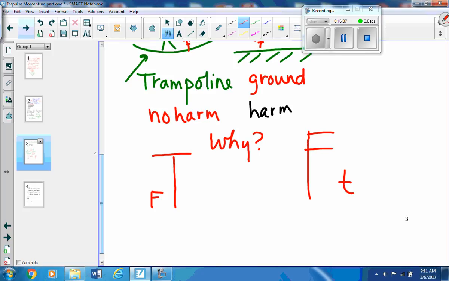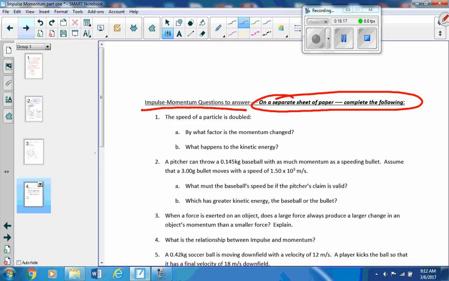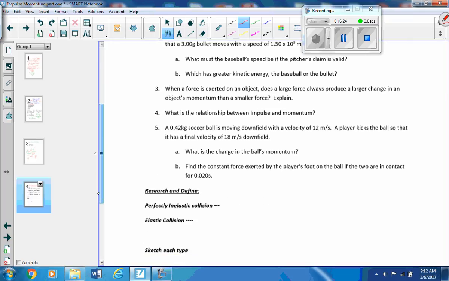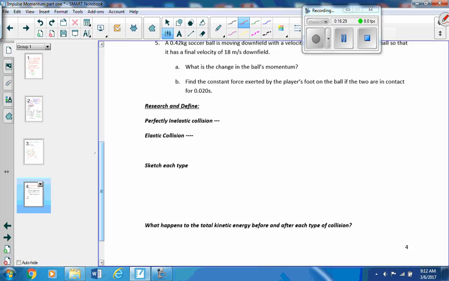Okay, well, you're not quite done for the day. Okay, once again, on a separate sheet of paper, you can call these impulse momentum questions to answer. So this is your second assignment for today, and this is all I'm giving you today. Okay, now today is Monday, so before Wednesday's class, you need to complete this. And I'm not picking up this packet, so I want you to do your work right on here so on Wednesday we can talk about this. And that's all I've got for you today.